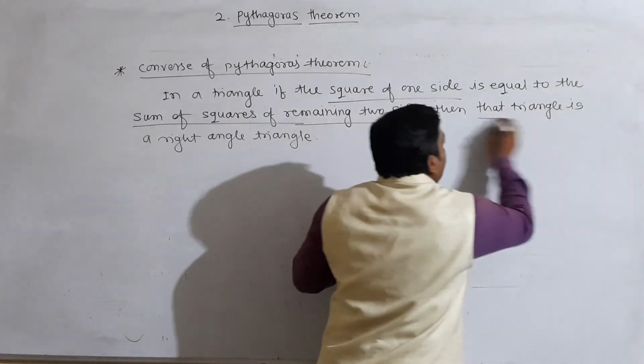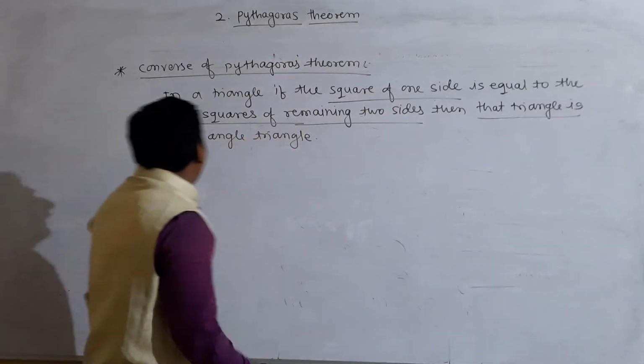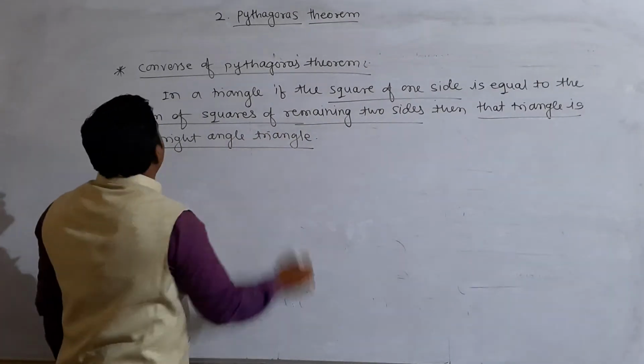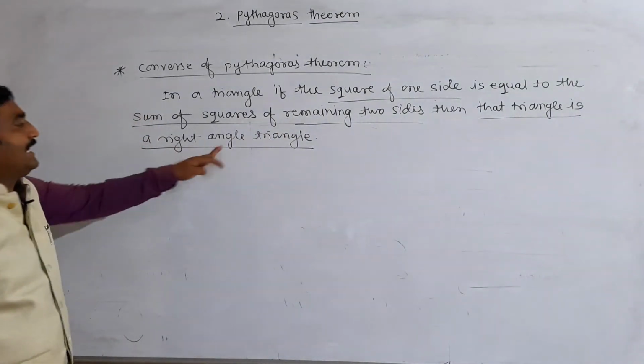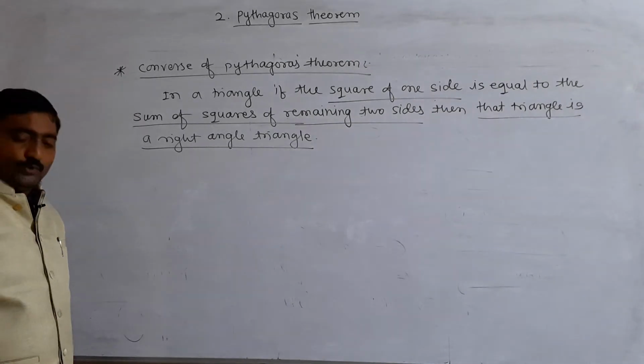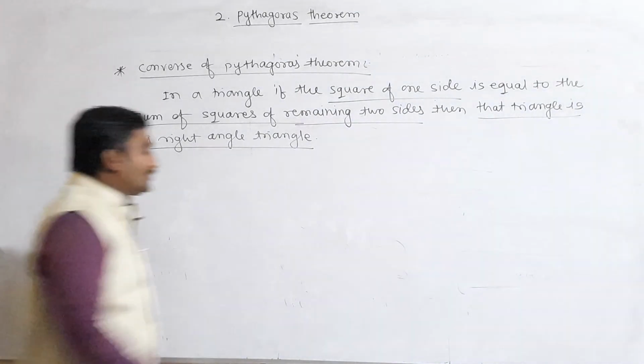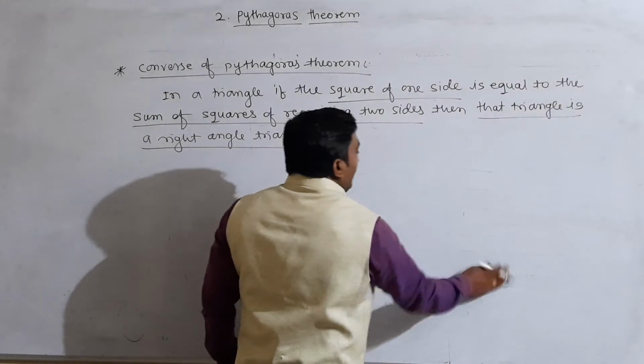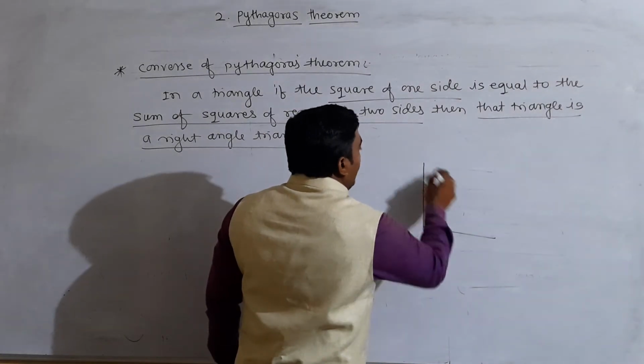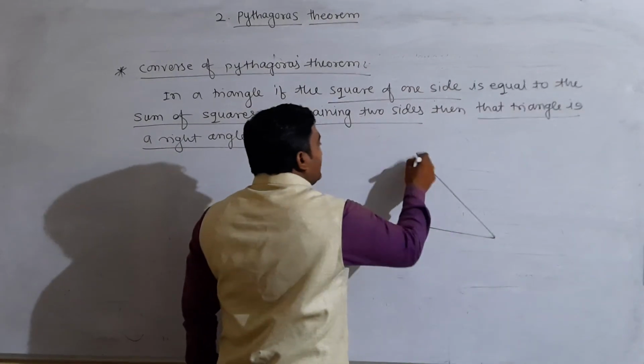Then that triangle is called a right angle triangle. Suppose we have been given a triangle, and in this triangle, this is triangle PQR.